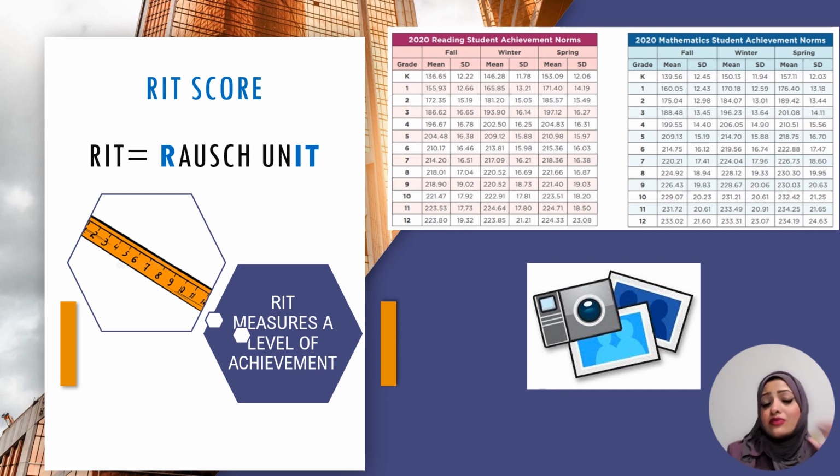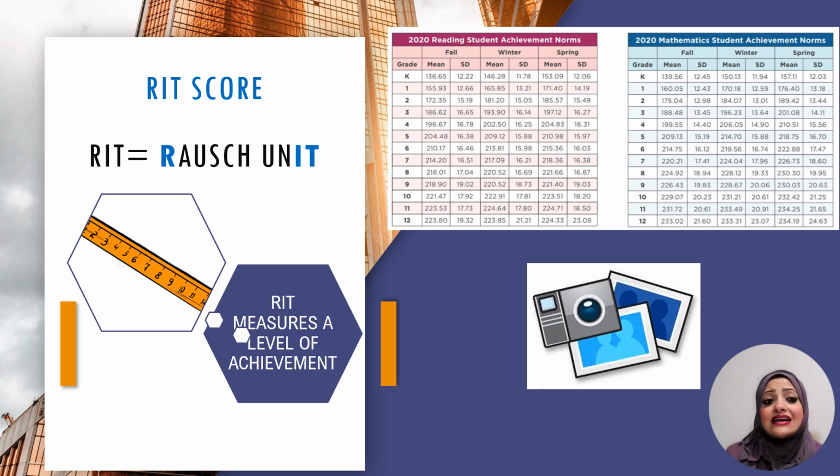A RIT score represents a point on a continuous scale of learning. It's similar to measuring a student's height with a yardstick. It's not evaluative, but tells us where a child is at any given point in time. For example, you might have a chart in your home where you mark a child's height at certain times, like on his or her birthday. MAP assessments do a similar sort of thing, except they measure a student's growth in mathematics and reading.